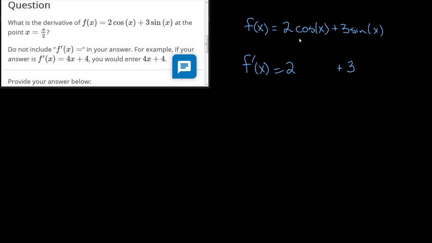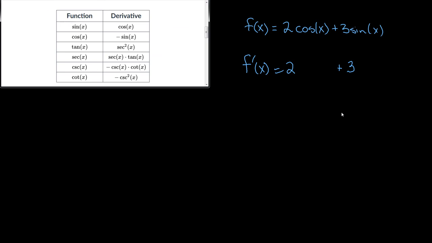And then we know that the derivative gets along well with addition signs, so the addition can just stay there. Now basically what I need to worry about is what's the derivative of the cosine of x, and what's the derivative of the sine of x. Hopefully at this point you've got that memorized, but in case you don't, here's the list of derivatives of all the trig functions. You can see that the derivative of cosine is negative sine of x, and the derivative of sine is cosine of x.